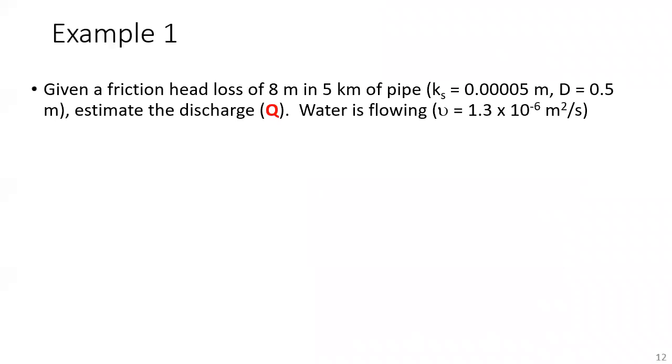So for example 1, we're going to have a pipe. And in this pipe, what we know is we're going to have a friction head loss of 8 meters. So this is h sub f in a length of 5 kilometers of pipe. You're given the absolute roughness, 0.405 meters is k sub s, and the pipe diameter is 0.5 meters. What we don't know in this problem is, calculate the discharge.